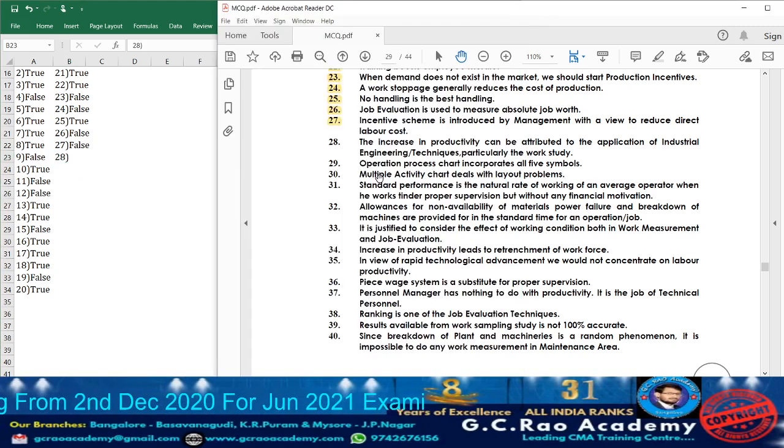Moving on to statement 28. What they are telling? The increase in productivity can be attributed to the application of industrial engineering techniques, particularly the work study. See what they are telling? How can productivity be increased? It will be attributed to industrial engineering techniques, if they are applied for the purpose of work study, meaning it is going to improve the productivity.